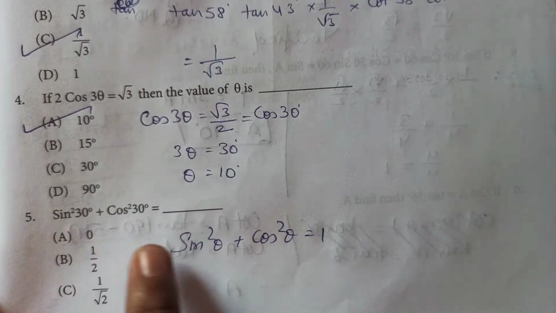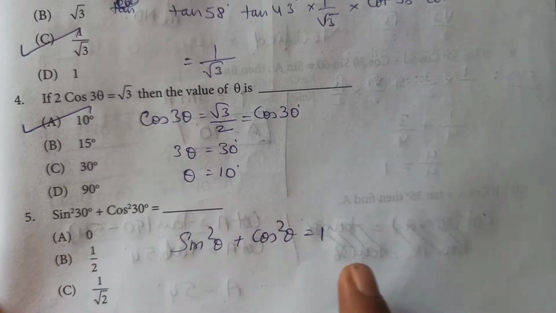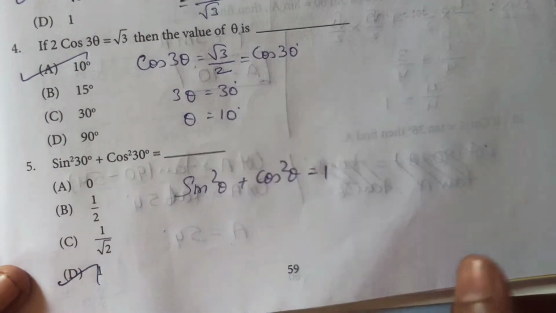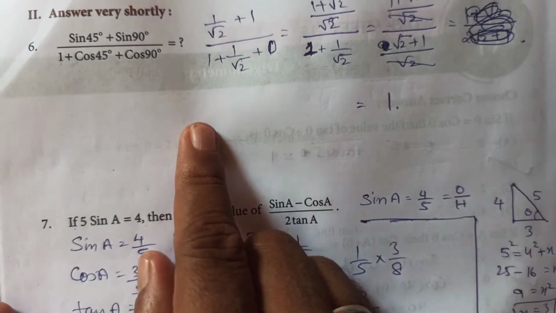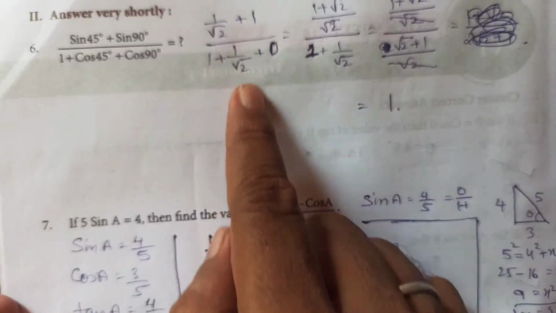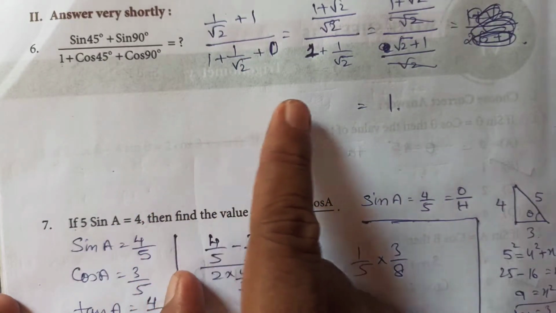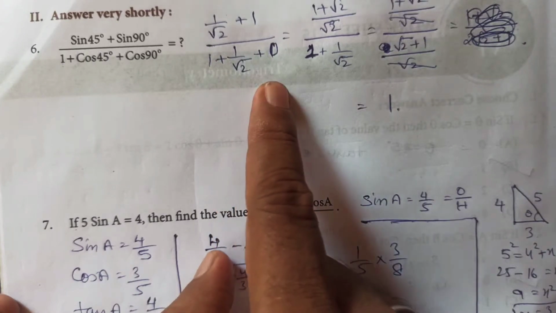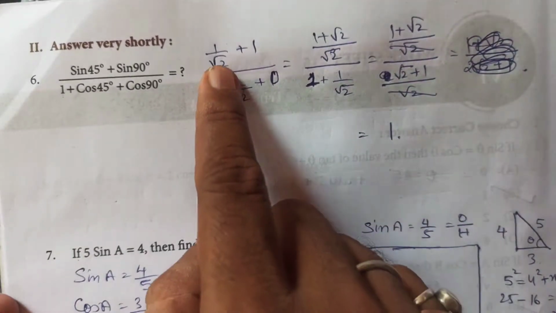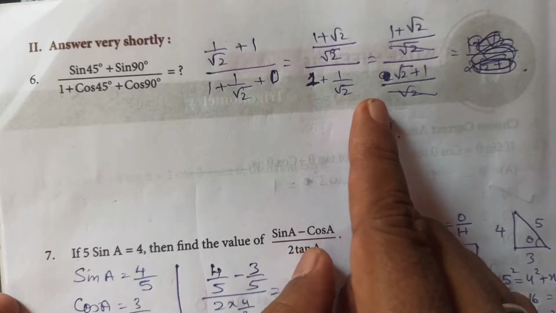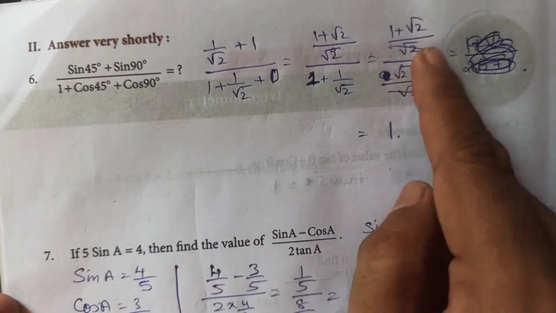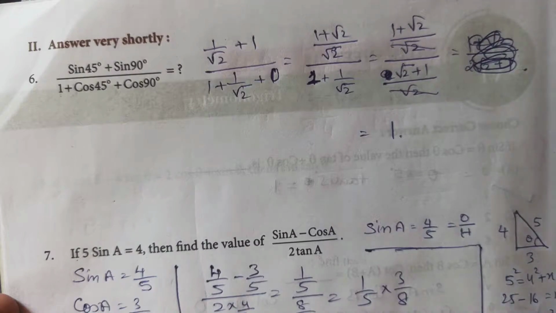If sin square theta plus cos square theta, we know that it is equal to 1. Hence we write this as 1. Next, sin 45 plus sin 90 is equal to 1 by root 2 plus 1, and 1 plus cos 45 cos 90 is equal to 1 plus 1 by root 2 plus 0. So therefore we write root 2 that side of the equal sign, so 1 plus, we take LCM. So root 2 is being cancelled, hence both get cancelled, it becomes 1.